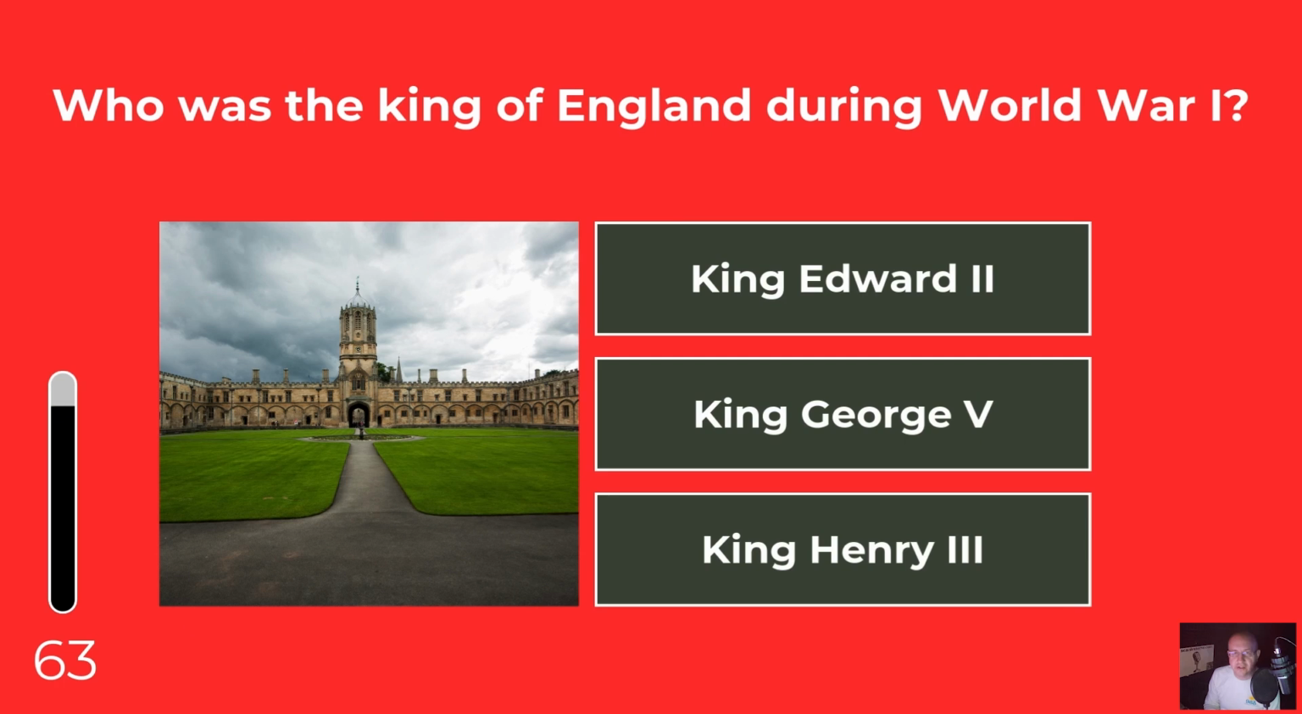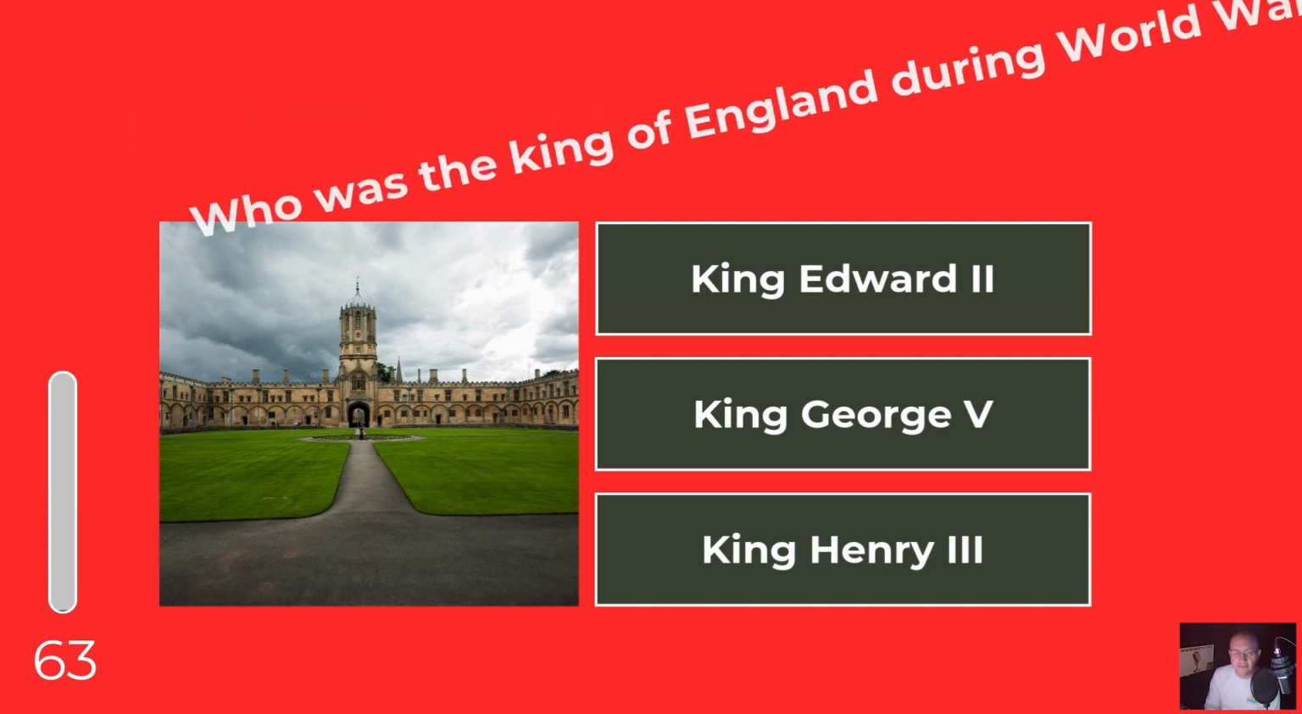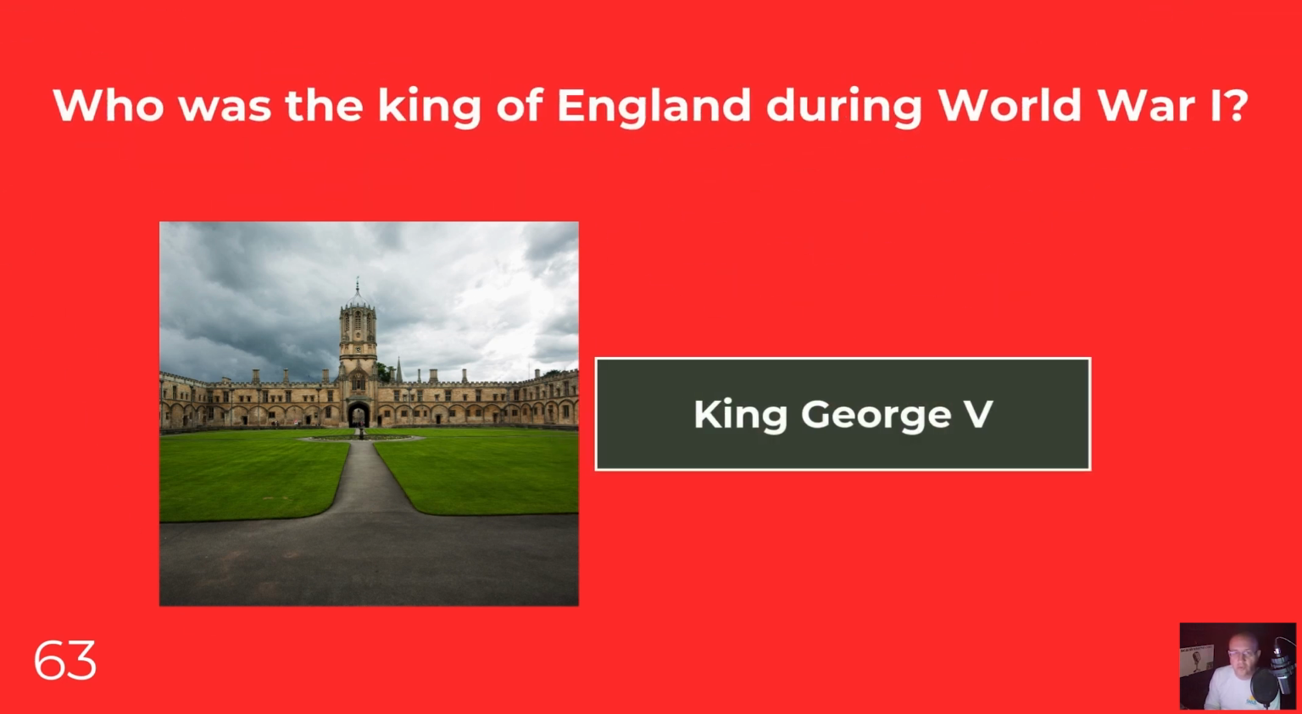Who was the King of England during World War I? Was it King Edward II, King George V, or King Henry III? The King of England during World War I was King George V.